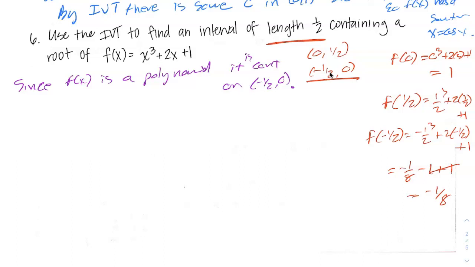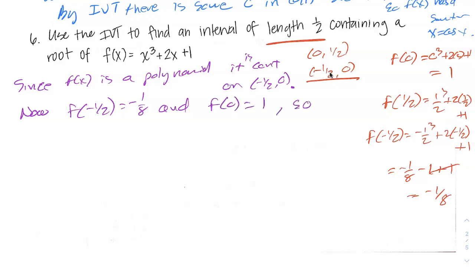So now I'll try to think what word we use. It doesn't really matter, it's just English. Now we'll start with the negative first. f(-1/2) = -1/8, and f(0) = 1.